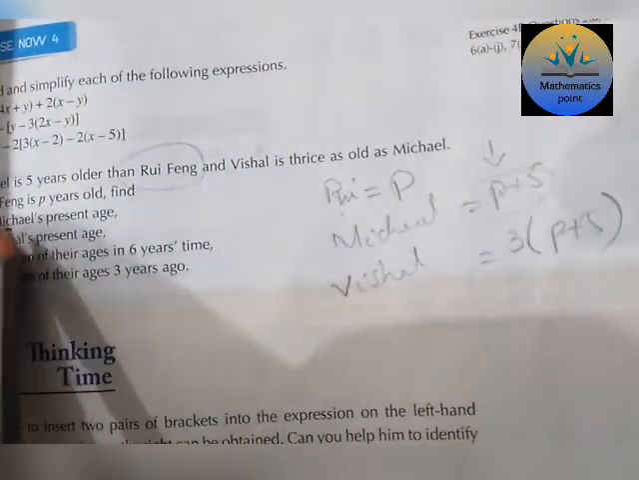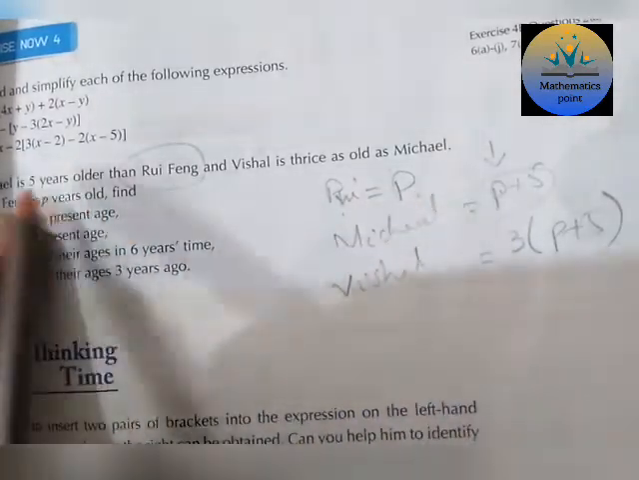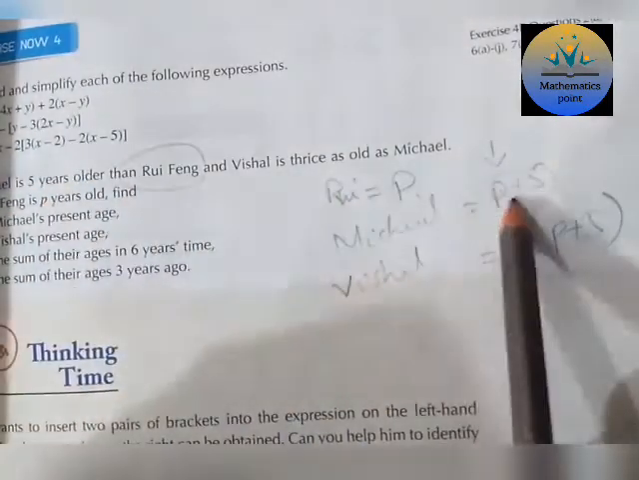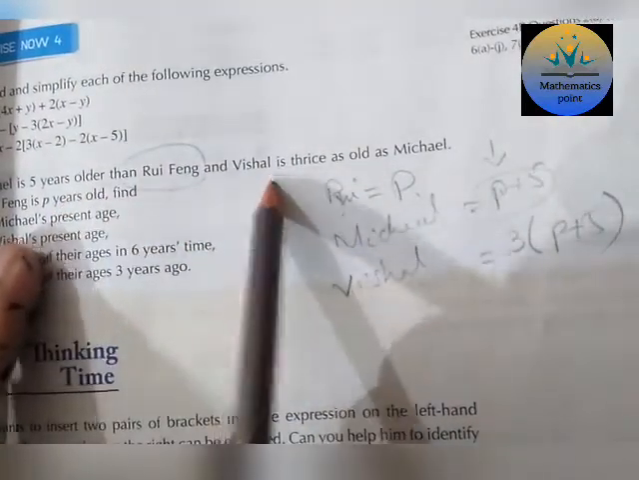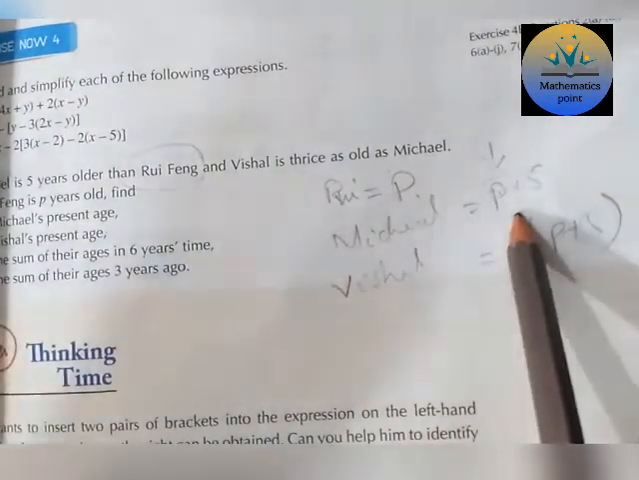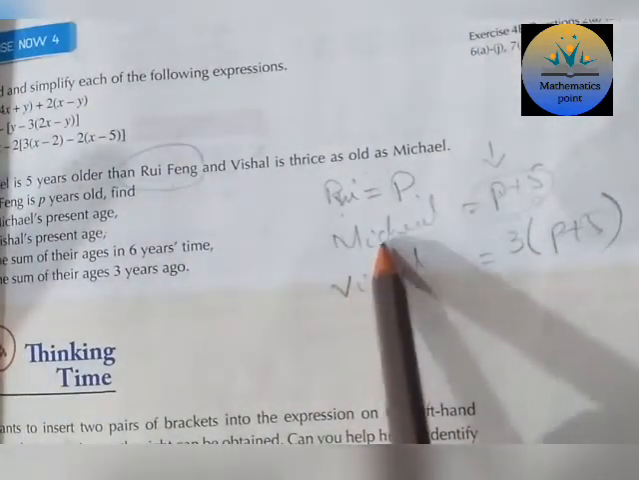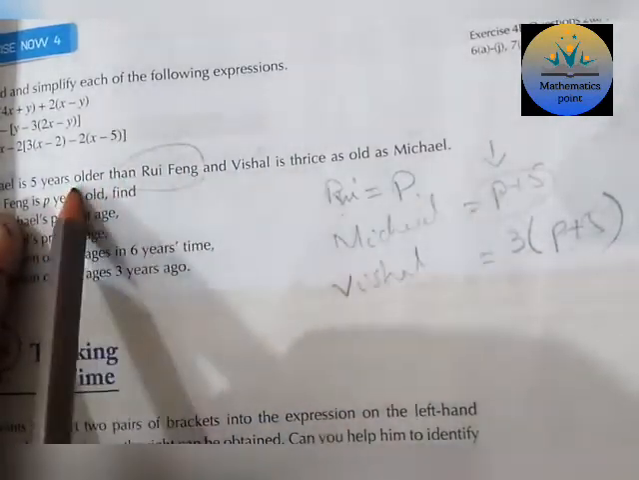Now we read the statement. Rifik's present age is P. Then Mitchell is 5 years older, then P plus 5. P indicates any term. Then Vishal is thrice Mitchell. Now we have Mitchell's age, P plus 5. So thrice means 3 times Mitchell. So we just have to write 3 into P plus 5. This is done with the first main statement.